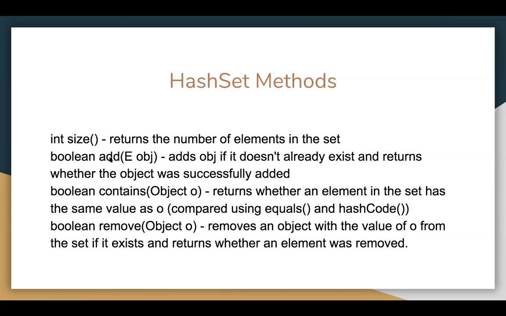The second one, which you should be familiar with, is add. It adds the object if it doesn't exist already, and returns whether the object was successfully added. Next one, contains, again should be familiar, returns whether an element in the set has the same value as O. This is compared using equals and hash code, which again I'll be going over later. And remove removes an object with a value of O from the set if it exists, and returns whether the element was removed or not. Again, this should be review.